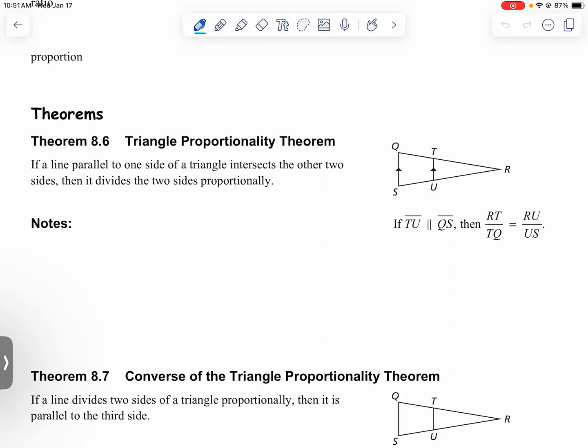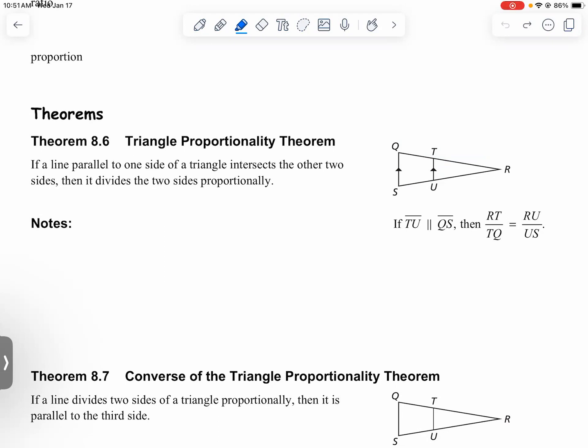So this first theorem right here, have we seen this before where we have a triangle with parallel lines inside? These are parallel lines, and we can think of these as two transversals with a shared side. So yes, we can draw the two separate triangles and create proportions, but this also works in a way where we can put RT over TQ equal to the ratio of RU over US.